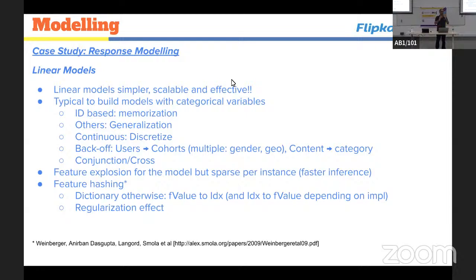These are called coarser features. You start from fine-grained features about the user, which is user ID in this particular case, and then you start to back off, create a hierarchy of features. Does that make sense?